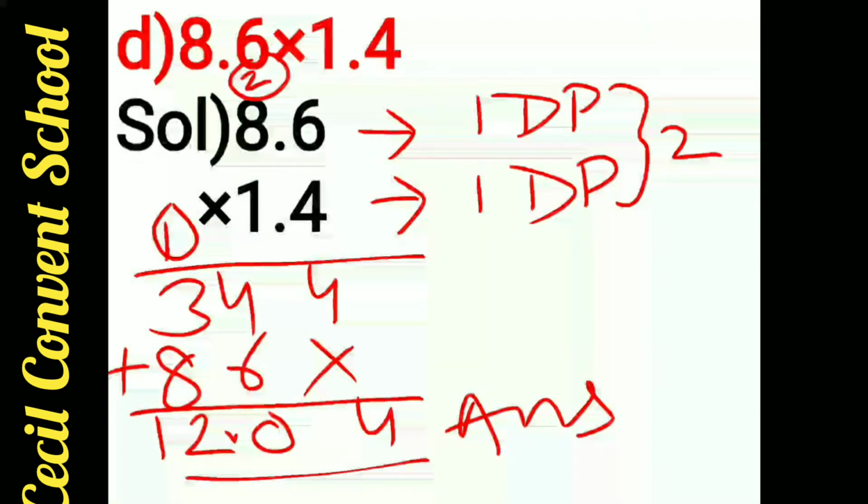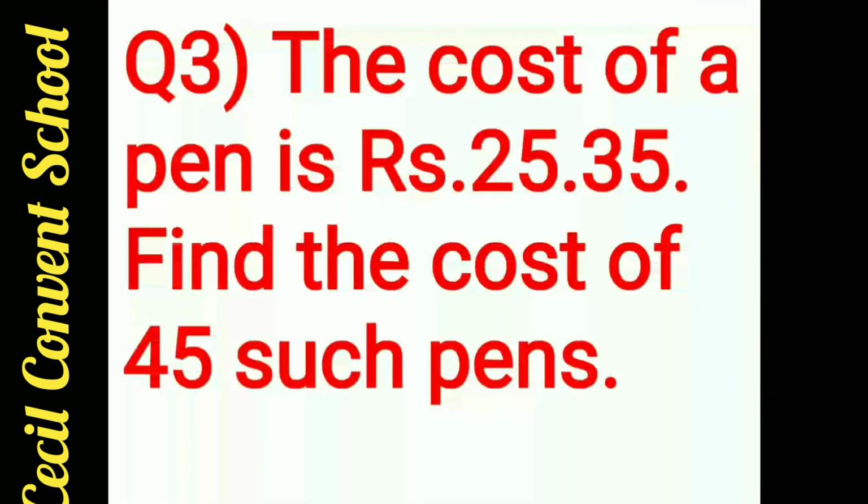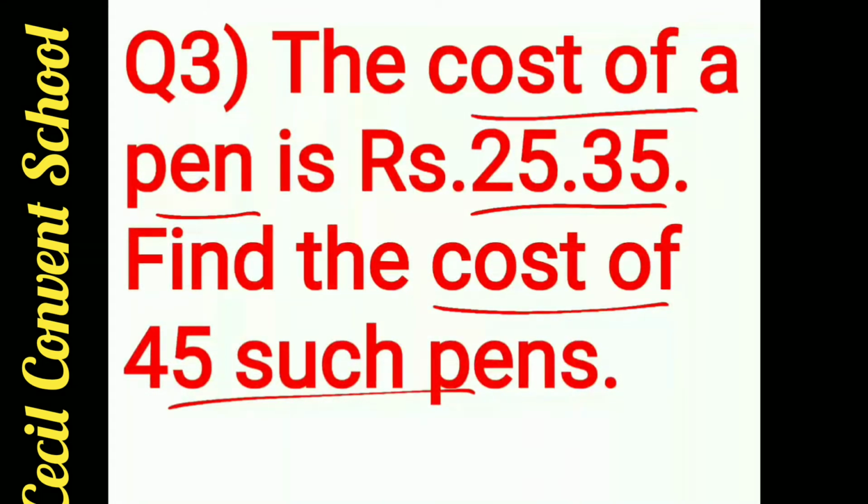Now on the basis of this we do the word problems of activity 2. All the word problems are the same. So let's start. The first word problem is the cost of a pen. One pen costs 25.35. You have to find the cost of 45 pens. You know that when we move from one to many, we always multiply. Here also we are moving from one to many, so we will multiply.